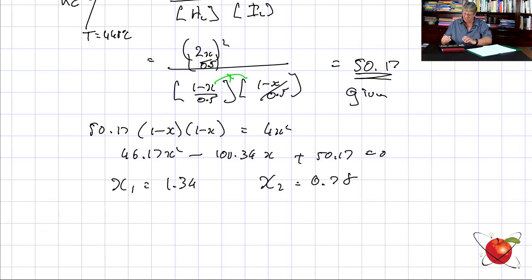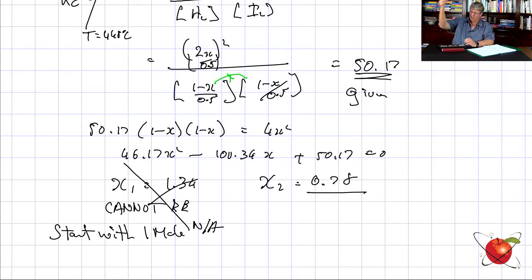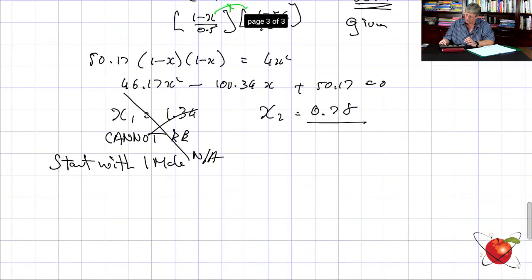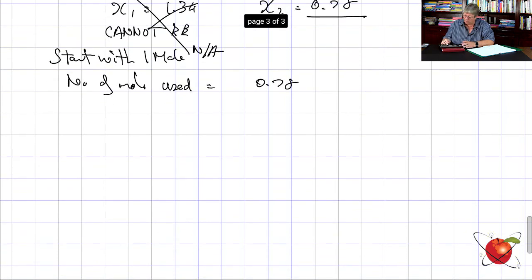And what's the answer? It cannot be this one, because we start with 1 mole. Therefore, it's not a solution, not applicable. Therefore, it's 0.78. Therefore, the number of moles used is equal to 0.78. Now I can go back to my equilibrium table.